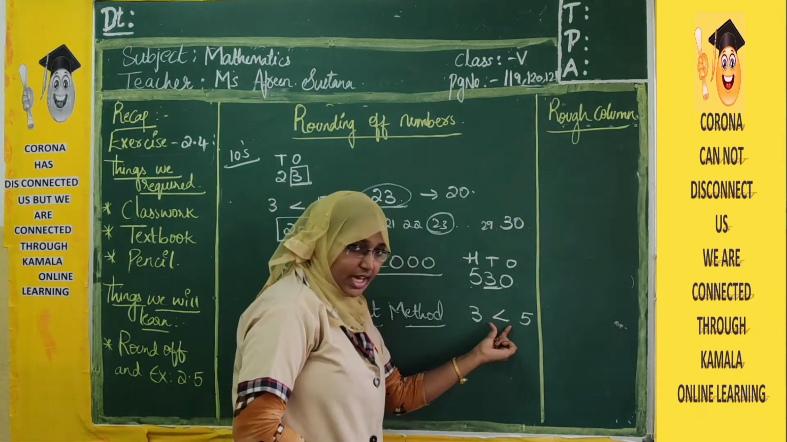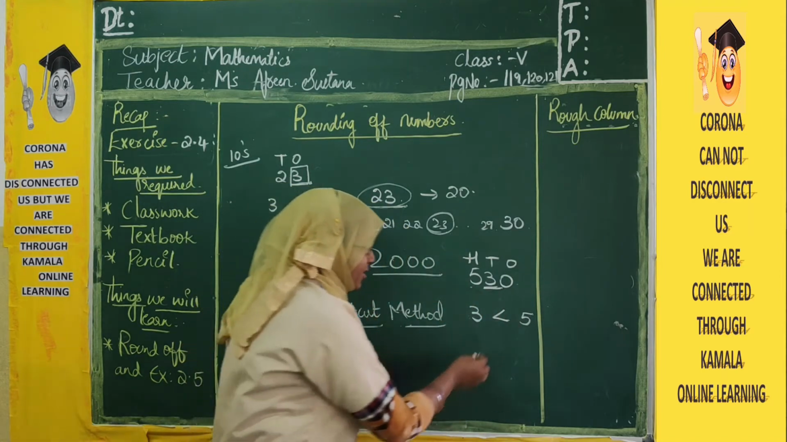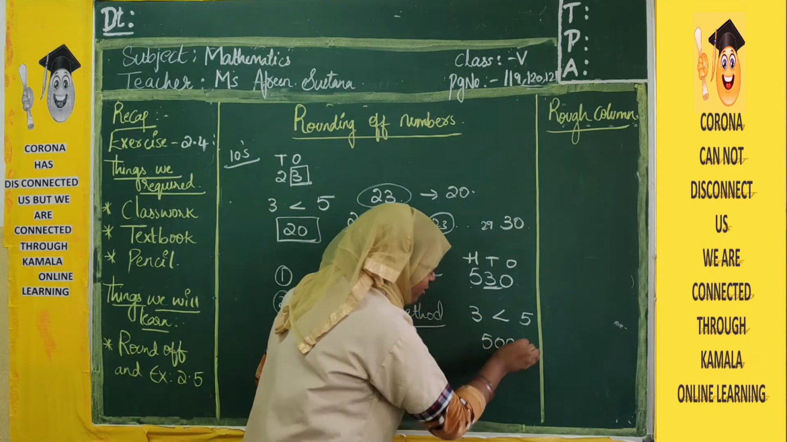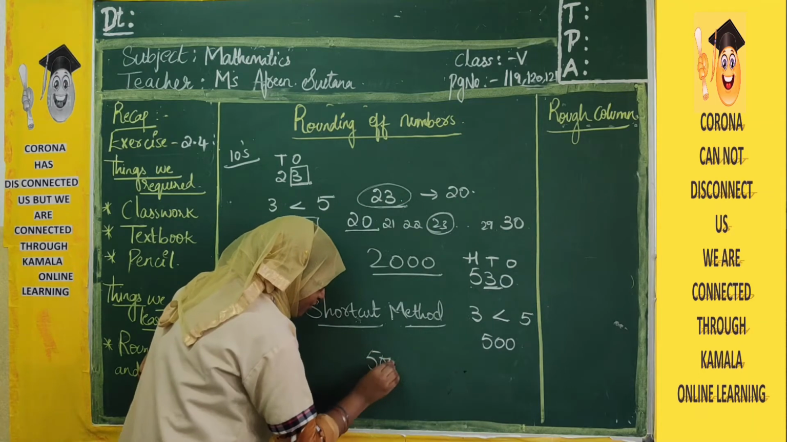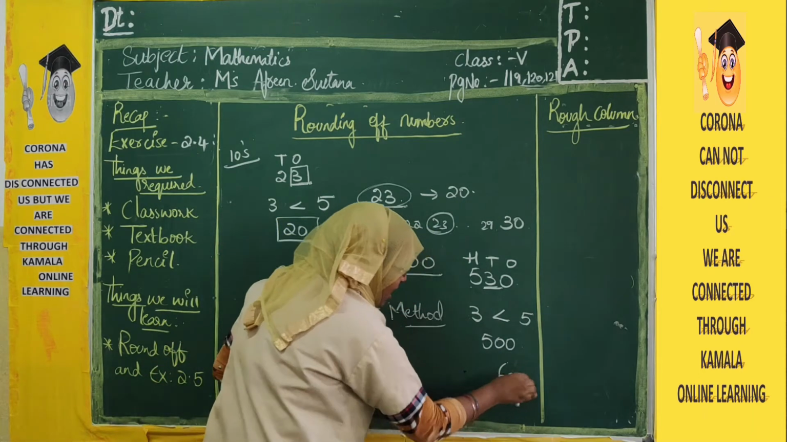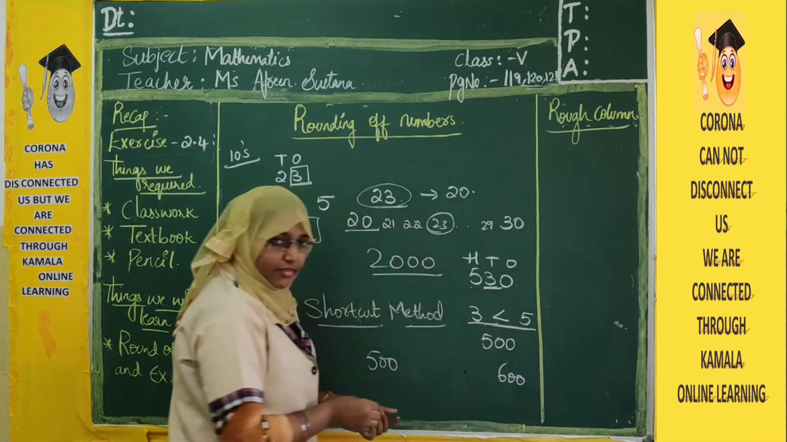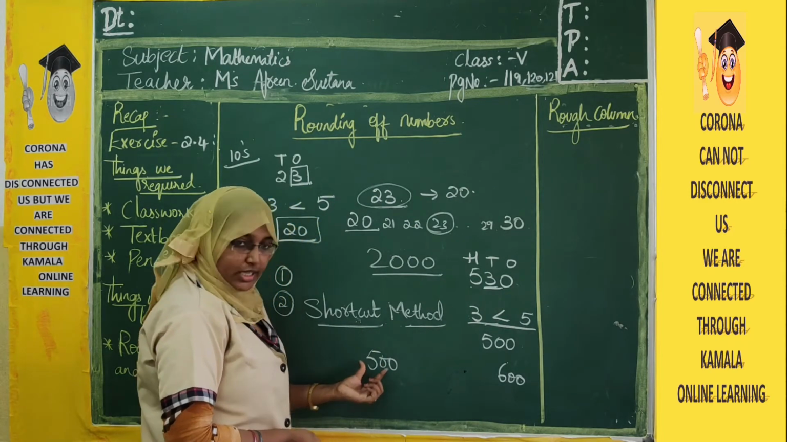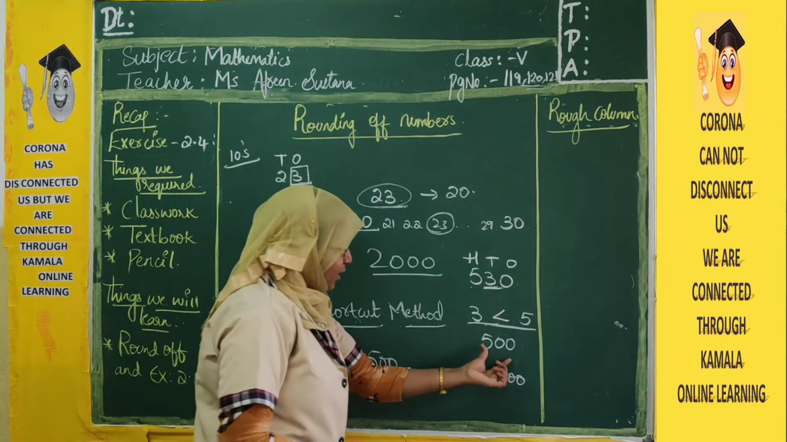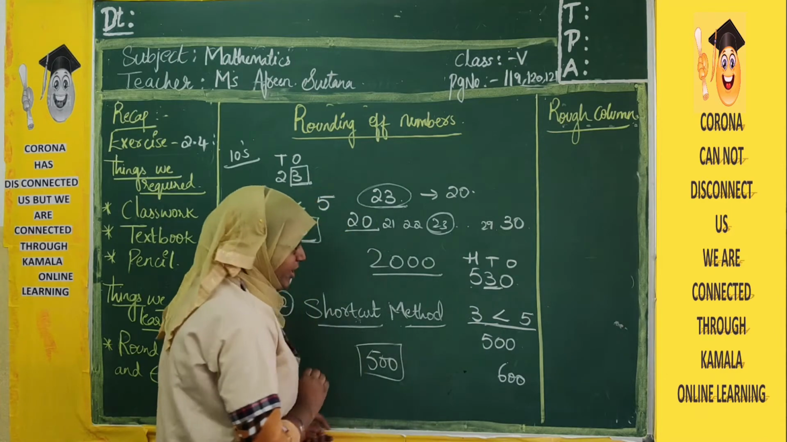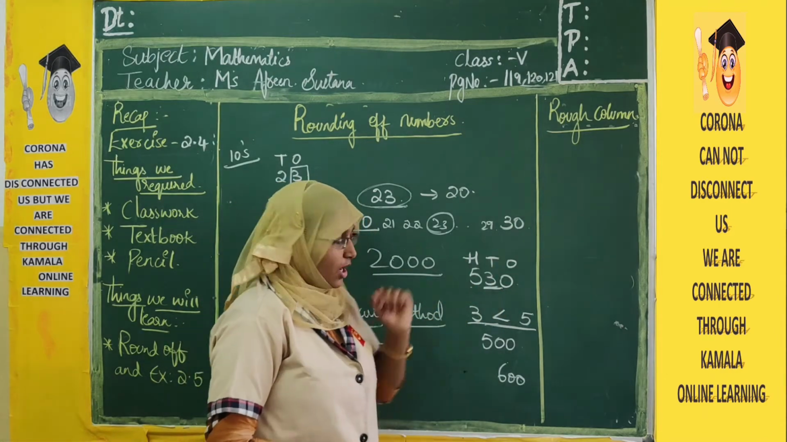As this is less than 5, we will go to the left side, that is 500, rounded down. Our 530 lies between 500 and 600. As 3 is less than 5, we have rounded to the left side, that is down, so our value is 500. Similarly, it goes with thousands.